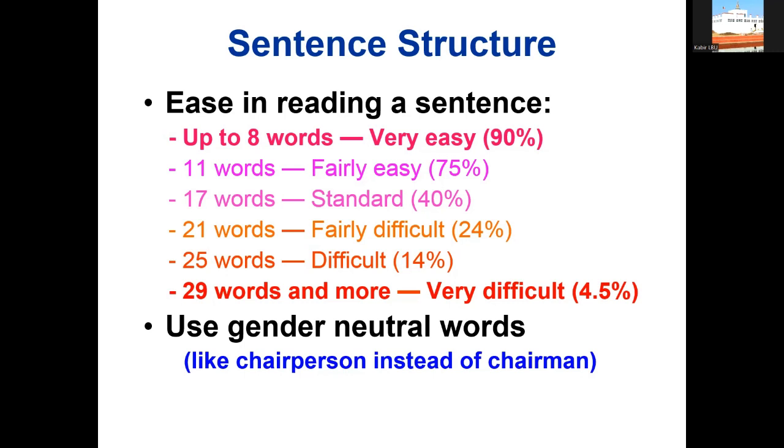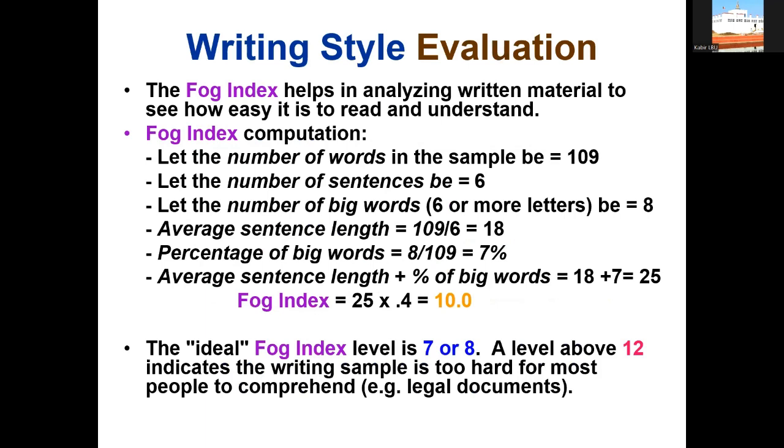There are also some gender issues we have to take care of. Instead of chairman, we have to put chairperson. It indicates both male and female. So writing style evaluation is how the style of writing can be undertaken.